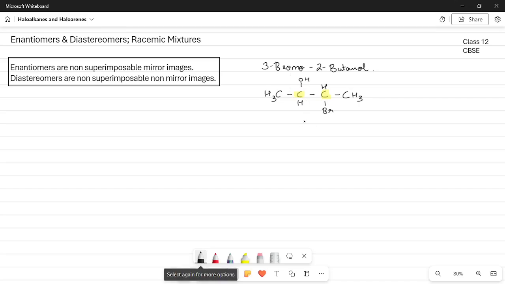Now, what we care about is the arrangement in 3-dimensional space. Honestly, I found this example on one of the websites. I'll put the link to that as well in the description below.